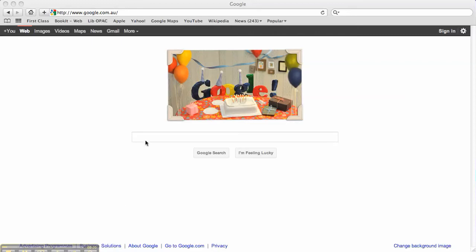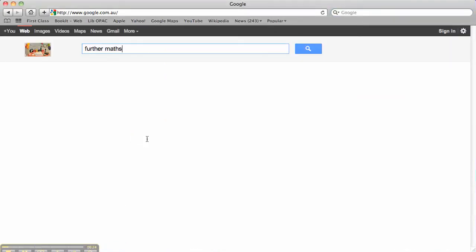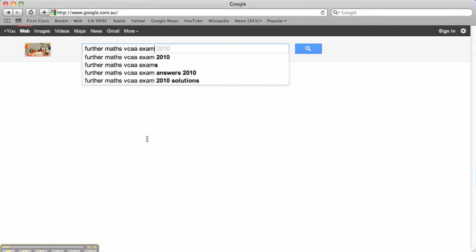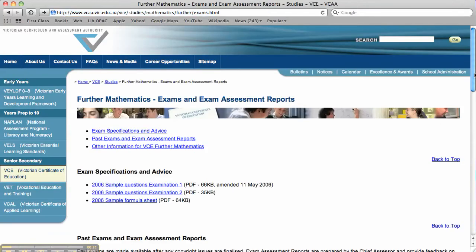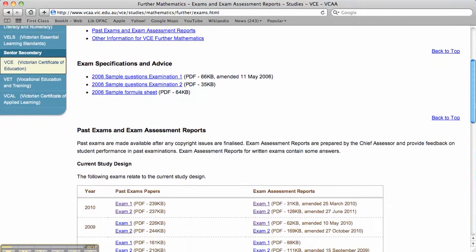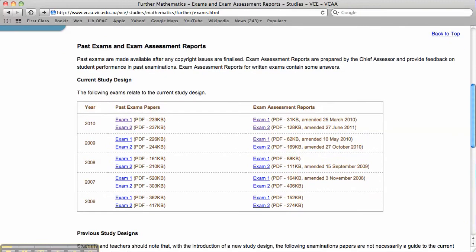So if you're on Google, you can just type in further maths and VCAA exam. These words should take you to the correct website, so you can see there it is. If you press on that, it'll take you to the VCAA Further Maths page, and you just scroll down and there are the past exams. So you've got on the left hand side your past exam papers. Exam 1 is multiple choice, exam 2 is short answer.